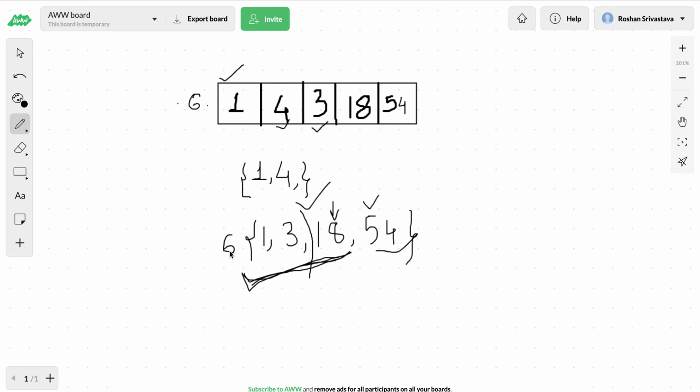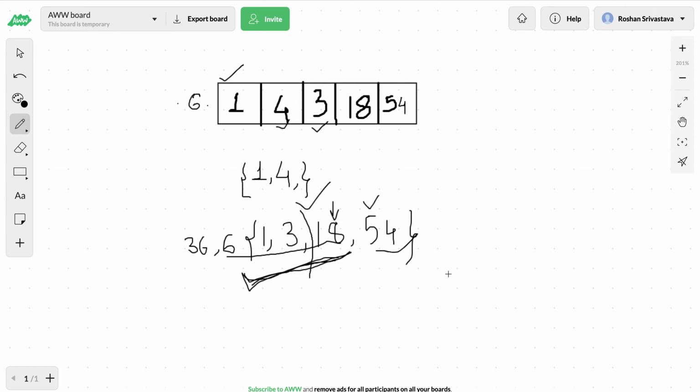But for example, if 36 was here, 36 is divisible by all of them, 6, 1, 3 and 18, but neither 36 divides 54 nor 54 is dividing 36. So in this case including 54 wouldn't be possible.